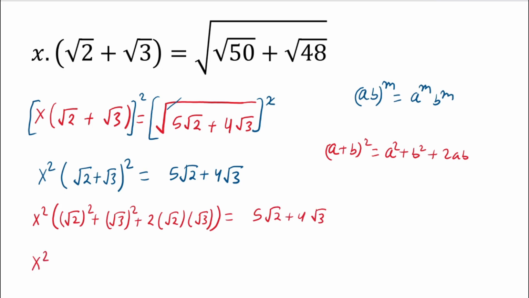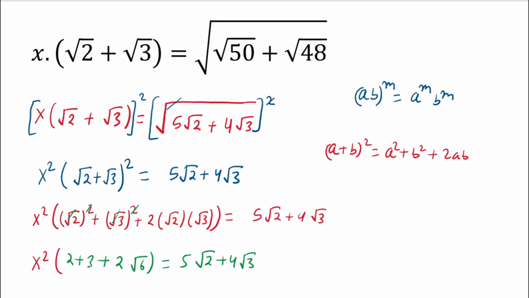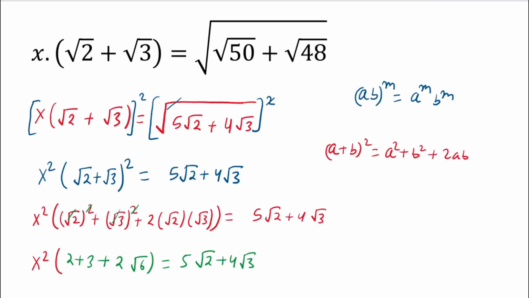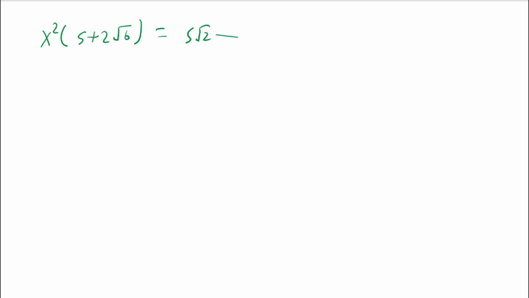Then here in x square, the square root is cancelled out by the square, so we get 2 plus 3 plus 2 times square root of 2 times square root of 3, which is square root of 6, and this is equal to 5 times square root of 2 plus 4 times square root of 3. Then in the left hand side x square times (2 plus 3 is 5) 5 plus 2 times square root of 6 is equal to 5 times square root of 2 plus 4 times square root of 3.